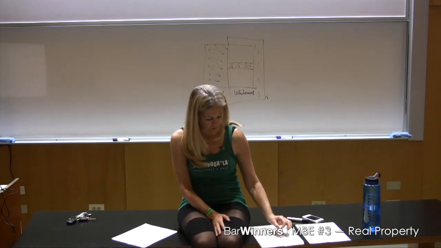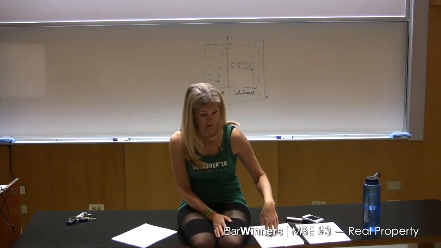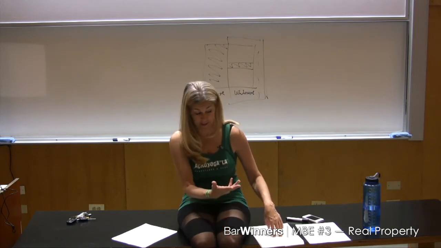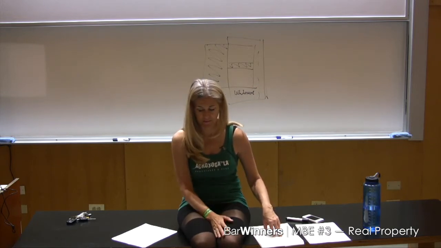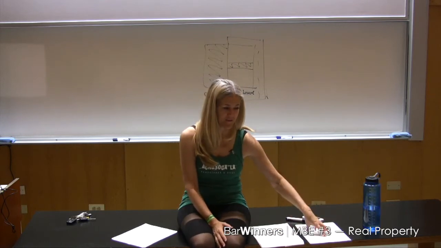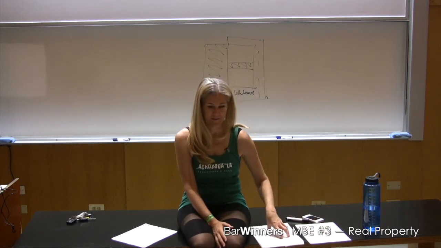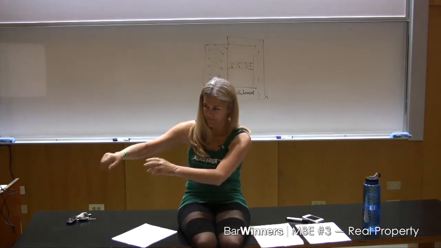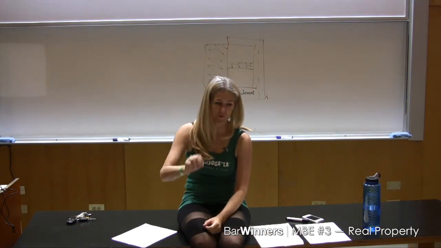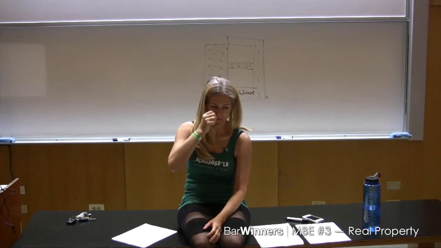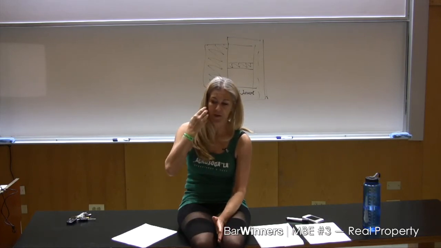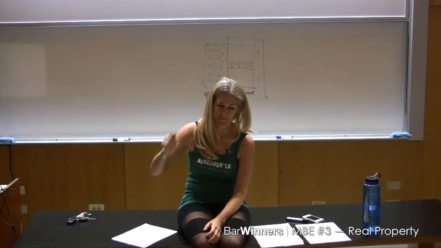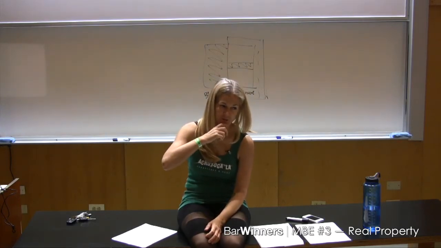The holder of the remainder vested subject to total divestment. The way that I would classify the interest named here at D is: to A for life, then to B, but if X occurs, then to C. B is the holder of a remainder subject to total divestment.